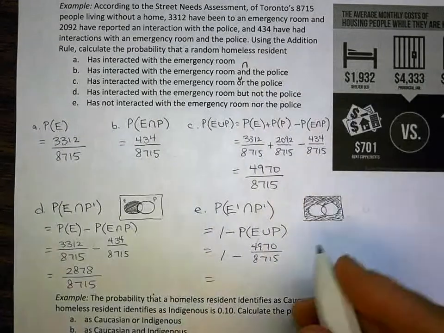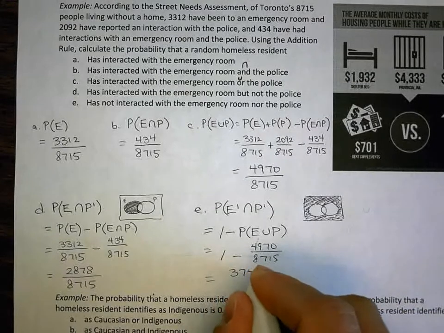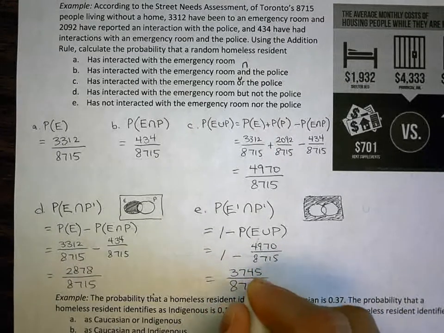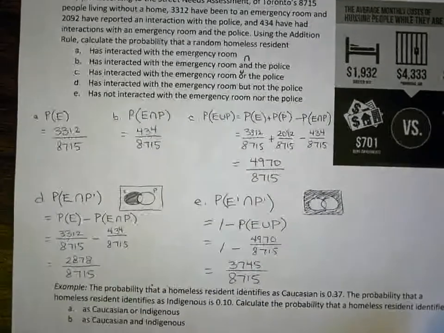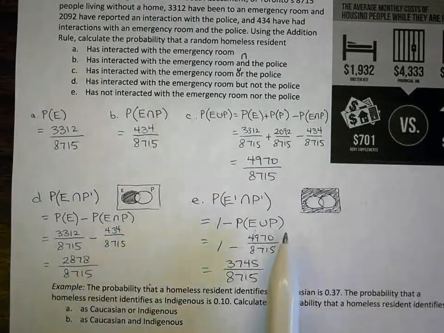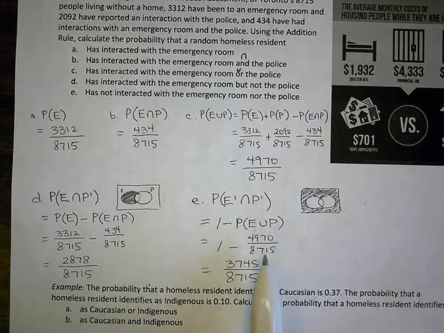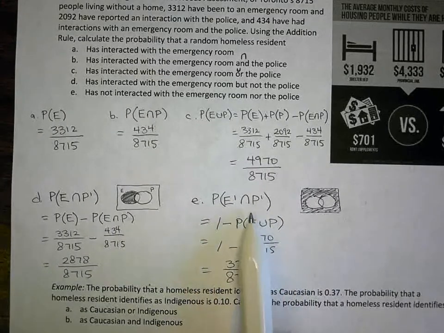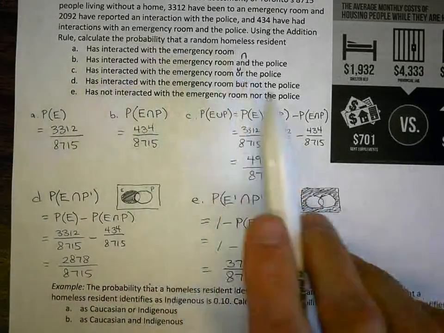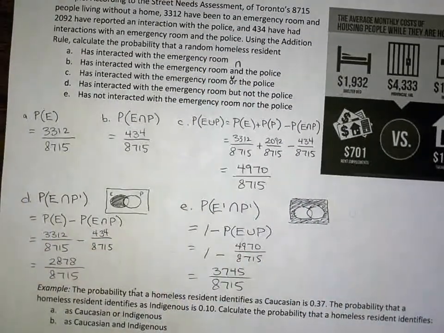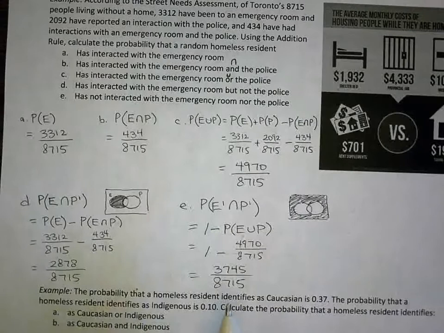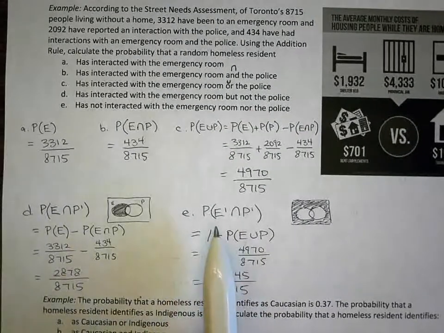So it's 3745 over 8715. So just under half have had neither interaction. So that's how we can solve a question like this without a Venn diagram. Now, if you wanted to, you could have made a Venn diagram, but eventually you're going to be asked questions where you couldn't even make a Venn diagram.